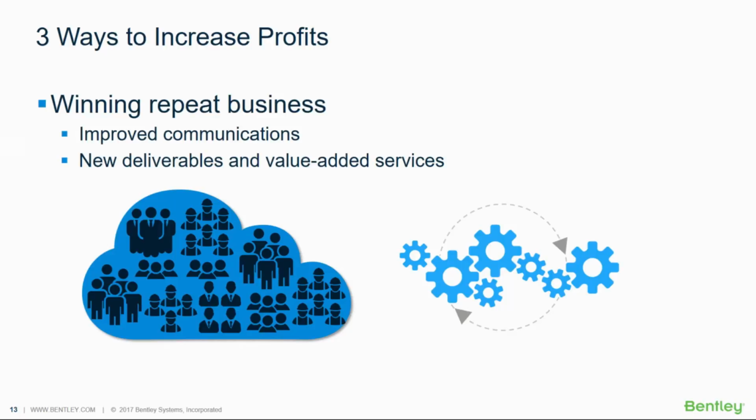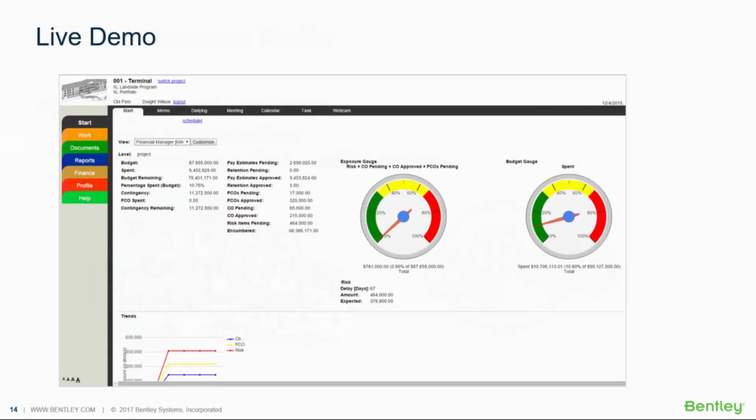You can provide them with a complete archive of all the project data that they can use for ongoing operations. And you can also use that to manage warranty after turnover. So now we've established some ways for you to increase construction profits. You can do that by lowering project management costs, you can avoid claims, and you can win repeat business. And now I'm going to go into ProjectWise Construction Management, and I'm going to illustrate some of these points.